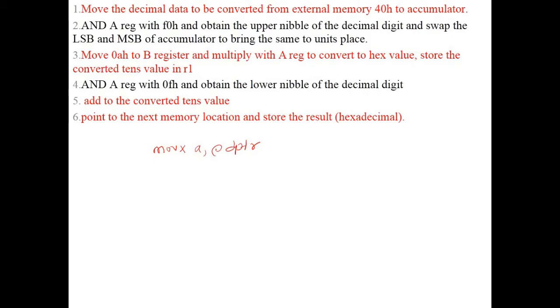Before that, we need to initialize our DPTR with 40H. After DPTR is initialized with 40H, when we use MOVX A, @DPTR, whatever data is stored in 40H will be moved into the accumulator.